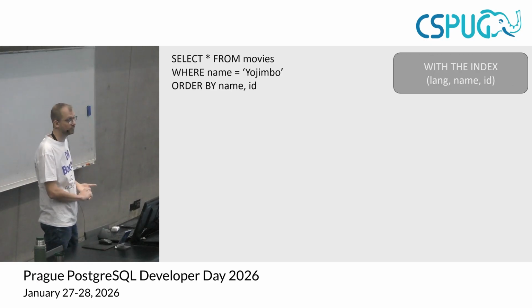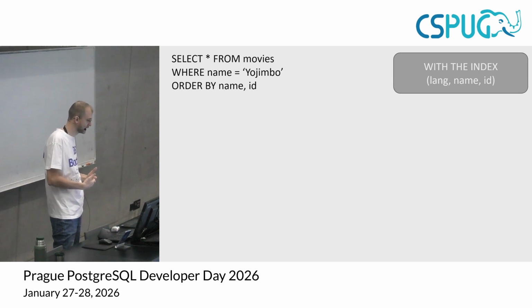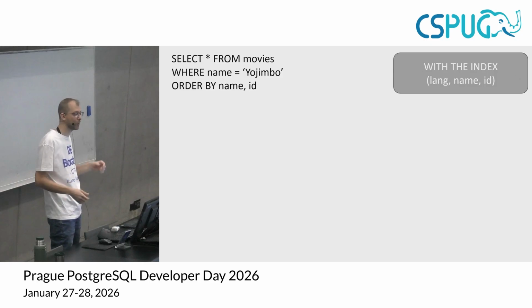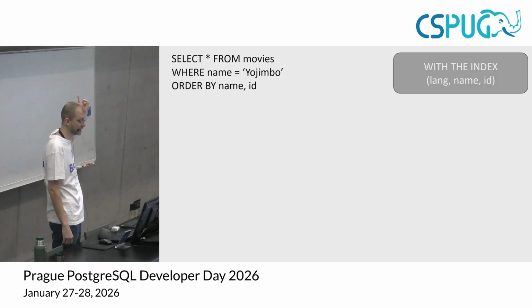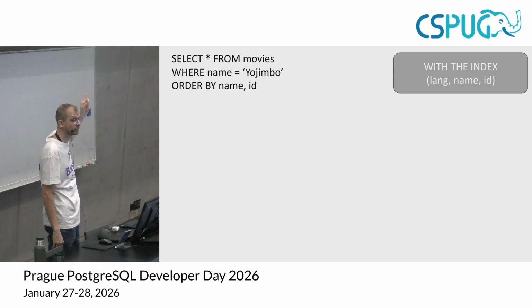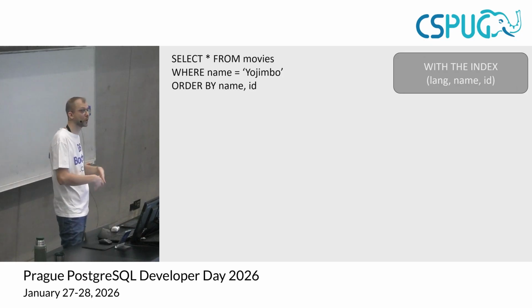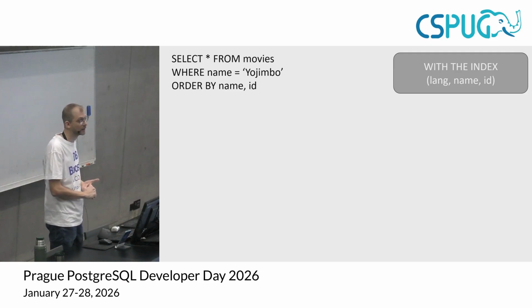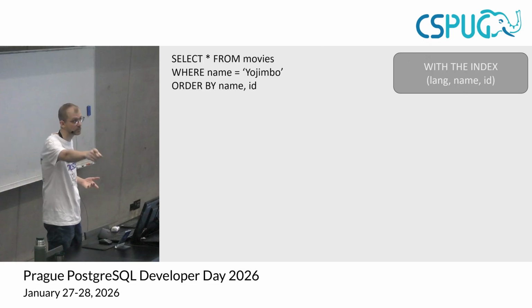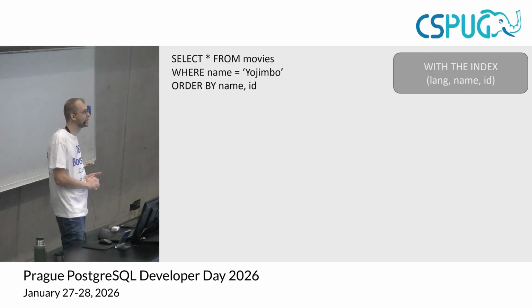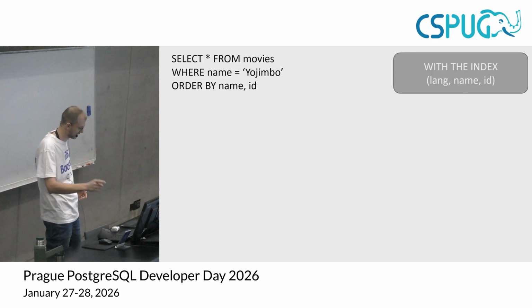This is the last query in my presentation. Select star again, and I want the movie with name Yojimbo, so I omit the very first column of my index, language. Do you know what will be the execution plan of this? Sequential scan, index skip scan, skip scan, okay. It's index skip scan.